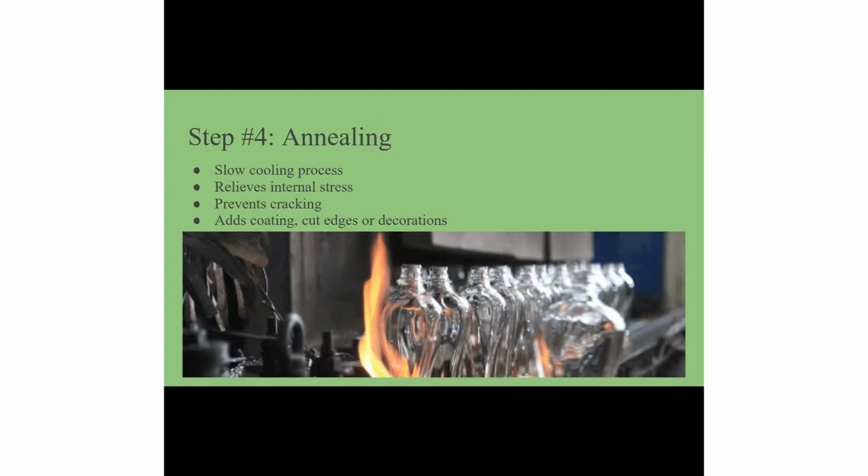Next, step 4, annealing. After the forming step, the glass goes through annealing. This is a controlled cooling process where the temperature is gradually reduced. This step is critical because it relieves internal stresses that could otherwise cause the glass to crack or shatter. In this step, you can also add coatings, cut edges, or add additional decorations to the piece.